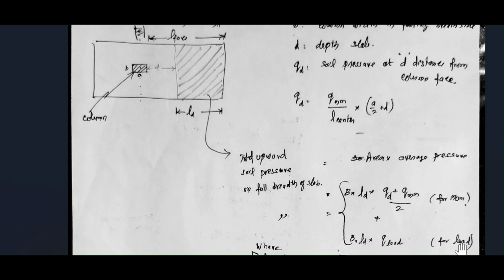Similarly, for the load also, B into depth DL, the area portion, into Q load, this is a constant load, so this area is calculated. By adding these two, we find the upward soil force acting at this section.